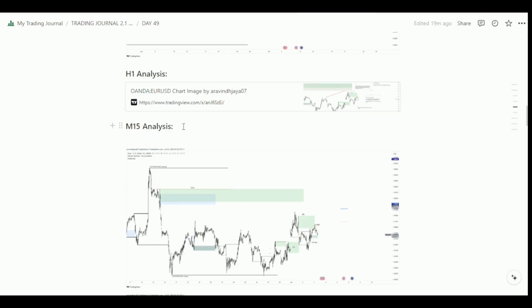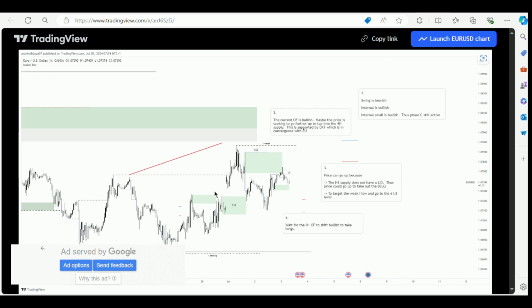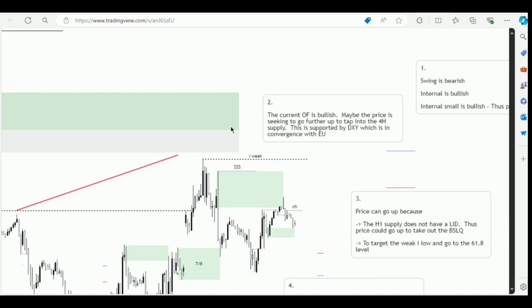Let's jump into H1 and see what H1 has got. Same, you can see this divergence very clearly in H1. And this is the H1 POI that is within the 4 hour POI. We said in the 4 hour time frame analysis that this POI is going to fail. So obviously this POI will also fail, but I just marked it. If it's going to respect it, then I need to know exactly where it will be respected, right? So I marked this H1 POI right here.